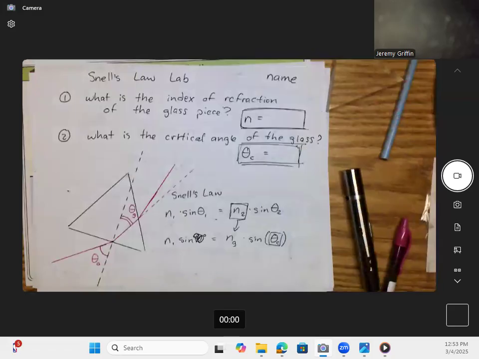Now, a lot of students have finished this today. A lot of students have not finished this. If you don't finish this today, then at least measure your angles and then you can do the calculations tonight and turn that in tomorrow.